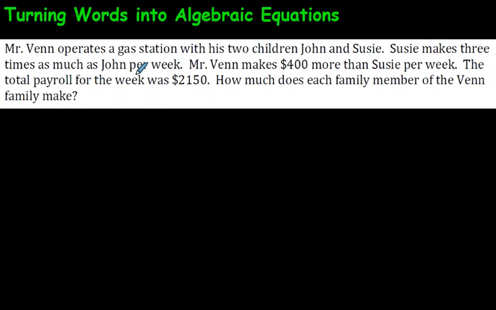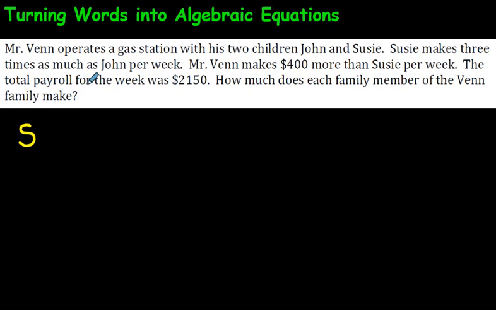Let's try another question. Okay, Mr. Venn, what a strange name. Mr. Venn, he operates a gas station. He's got 2 children, John and Susie. Okay, so we'll say J and S. Susie makes 3 times as much as John per week. So we might as well read the whole question. Mr. Venn makes $400 more than Susie per week. Wow. The total payroll for the week is $2,150. How much does each family member of the Venn family make?